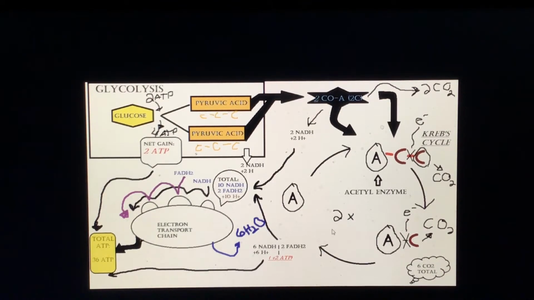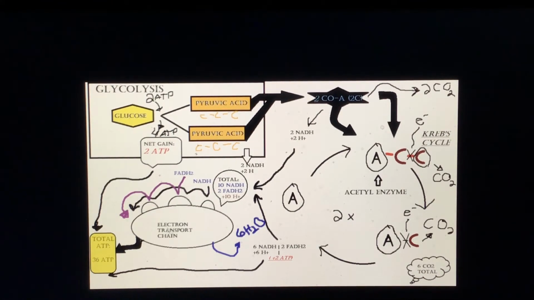So this occurs twice, and because of the transition and the acetyl stage, you'll make a total of 6 carbon dioxide. So with everything breaking down, with the pyruvic acid breaking down to coenzymes, that makes 2 NADH, and the Krebs cycle makes 6 NADH and 2 FADH2.